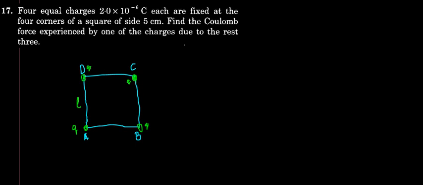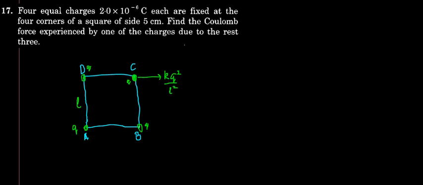So this one here, the charge at vertex D is going to exert a force in this direction, and that force would be K times the product of charges, that is Q squared, divided by the distance squared, that is L squared.